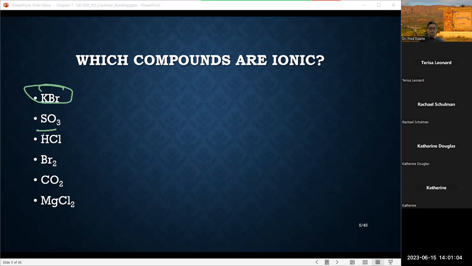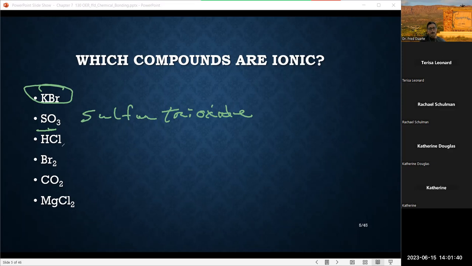How about this one? Sulfur and 3 oxygens. What do you think? Ionic? Covalent? Covalent, exactly. And notice something about the name here. We would name this sulfur trioxide. Smelly gas. In fact, a lot of vehicles have that in the exhaust.